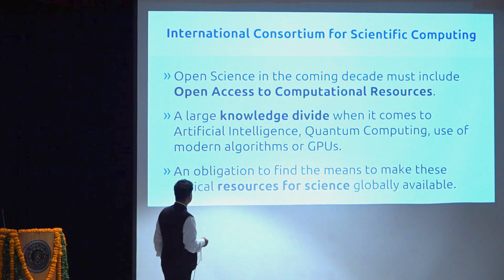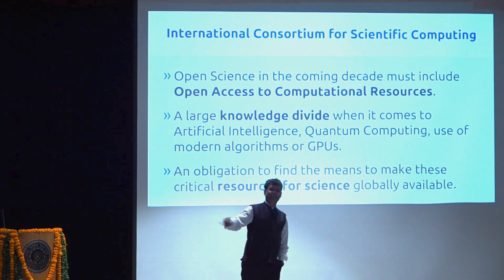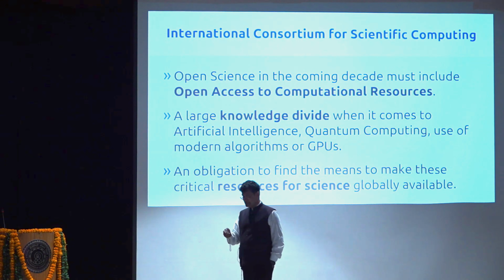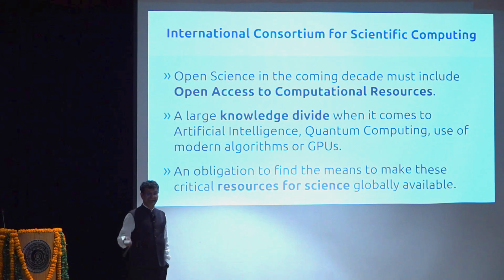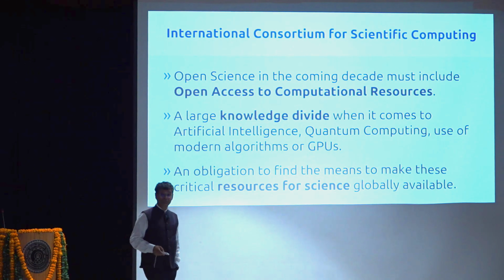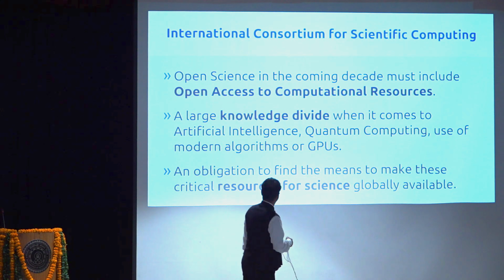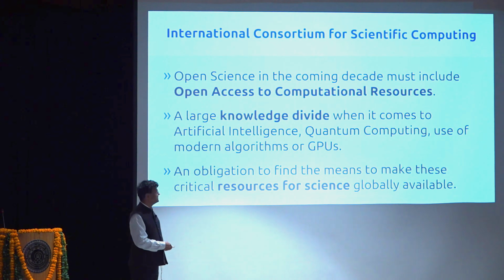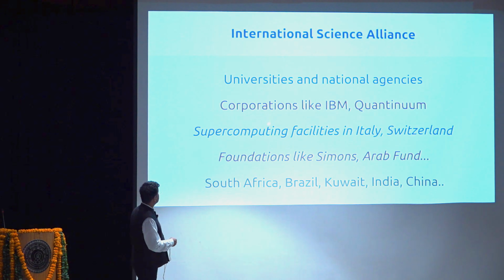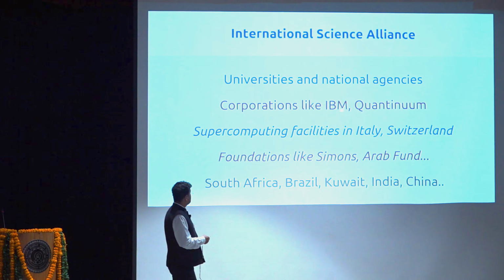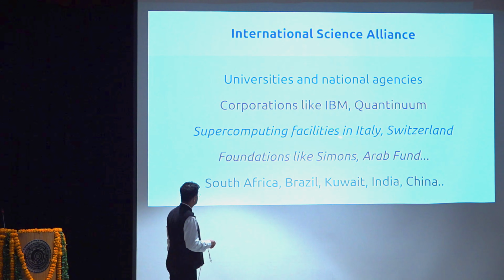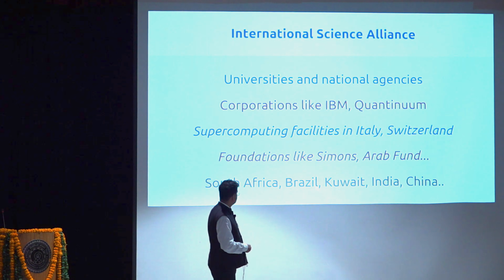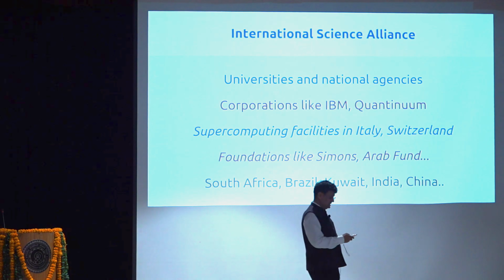There is a large knowledge divide when it comes to AI already between, let's say, the Bay Area and Europe. So I think this is quite an unstable and dangerous situation. Of course, ICTP cannot address these big problems, but at the level of a scientific institution we can create at least a consortium for scientific computing. So it's really an obligation of ICTP. And this is where we look for partnerships. International Science Alliance is something that I have been thinking about. We have signed a number of substantial agreements with IBM, Quantinuum, supercomputing facilities in Italy and Switzerland, foundations like the Simons Foundation, and countries like South Africa, Brazil, Kuwait, and hopefully now India in the coming months.